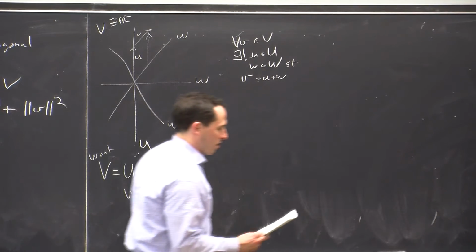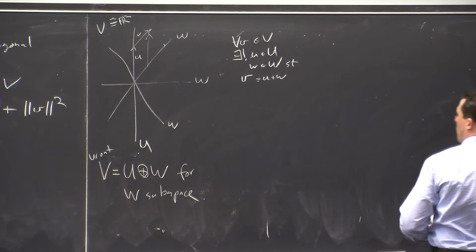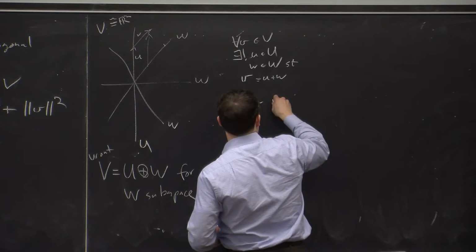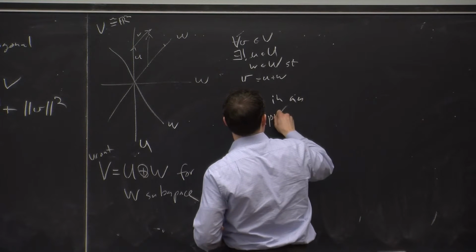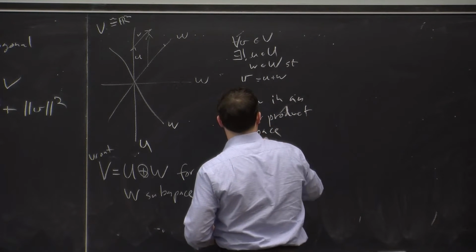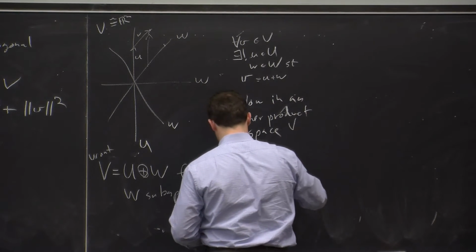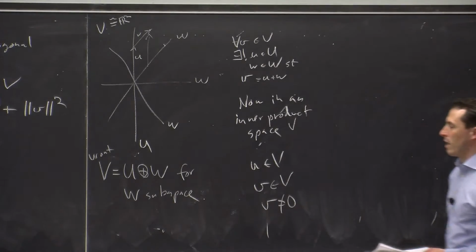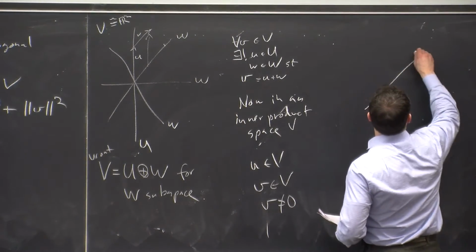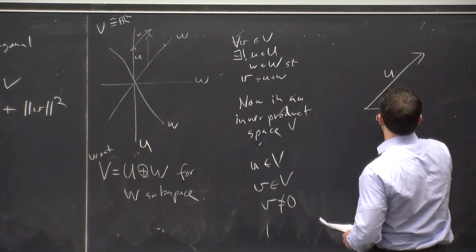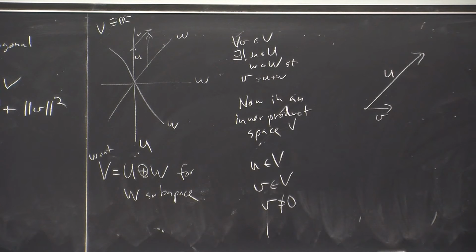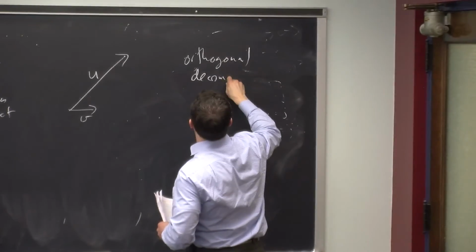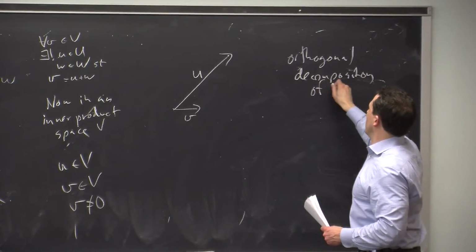So the first version of that is to just do that for vectors. And before we talk more about subspaces, given a vector, now in an inner product space, let u be a vector in V, and v be another vector in V, and let's let v be non-zero. So u is the one we're interested in. So here's u, and v is something else, like that. So we'd like to write an orthogonal decomposition of u in terms of v.